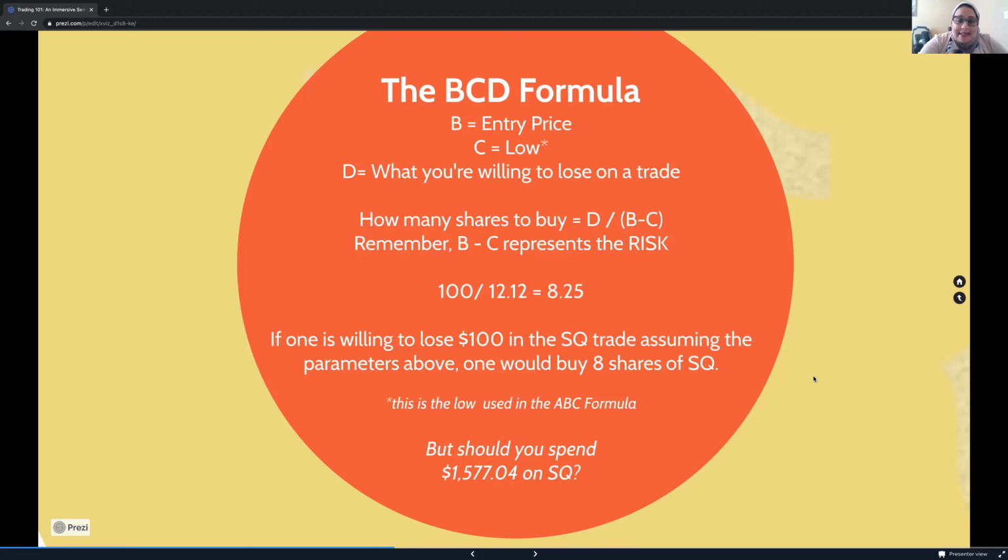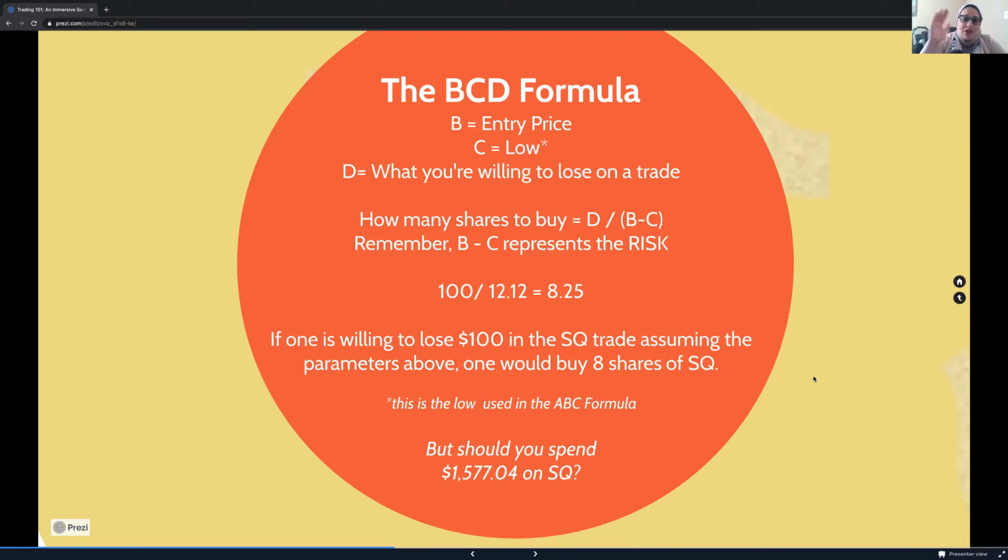And we're going to add D. D is basically what you're willing to lose on a trade. This can be a percentage of your portfolio. Like for me, I don't want to lose more than 1% of my whole portfolio on a trade. One of the books that I like, Swing Trading for Dummies, says that number should always be 0.75%. Anyway, this number is going to change for you. Everybody is going to have the same B and C when we're doing the same example. The D is going to be different for you.